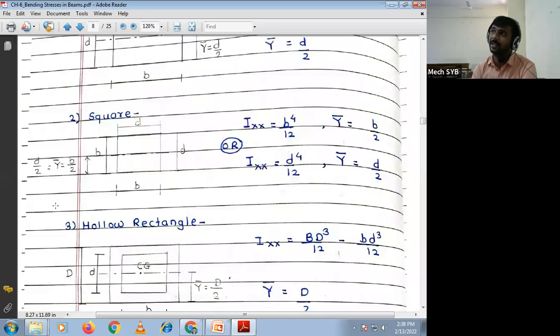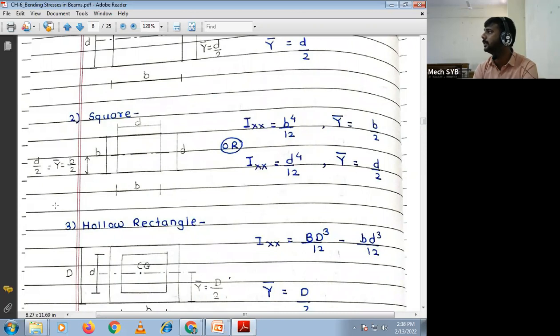म्हणजे त्याच्या आपण चारही साइड जर b कन्सिडर केला तर bd cube बाय 12. But b is equal to d, त्यामुळे b raised to 4 divided by 12. जर आपण त्याच्या चारही साइड d कन्सिडर केल्या तर d raised to 4 divided by 12. जर आपण व्हर्टिकल डिस्टन्स b कन्सिडर केलं तर y bar b बाय 2 आला. जर व्हर्टिकल डिस्टन्स d कन्सिडर केलं तर y bar is equal to d बाय 2 आला. Are you getting how it is b raised to 4 divided by 12? सगळ्यांना समजलंय का b raised to 4 divided by 12 कसं आलं?